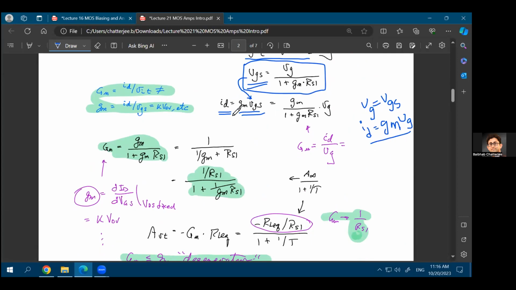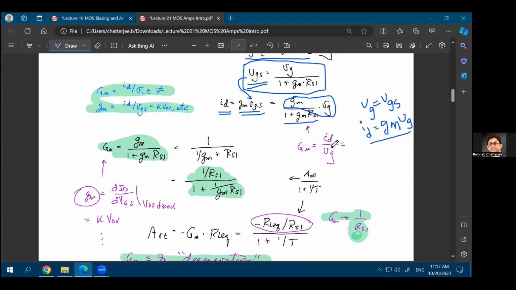Now in the presence of the degeneration resistance, ID is equal to GM times VG, but that is divided by this factor 1 plus GM RS1. That's what we have been talking about in the previous lecture as well: because of this degeneration resistance, the AC quantities at the output, the AC current or the AC voltage at the output, will be divided by this 1 plus GM RS1 factor. That's the meaning of degeneration, that you are degenerating the output current or the output voltage, in fact the overall gain of the system, by a factor of 1 plus GM RS1. That's the amount of degeneration you have.